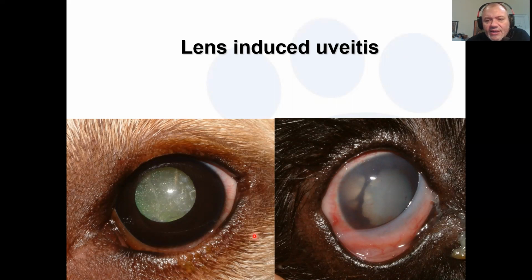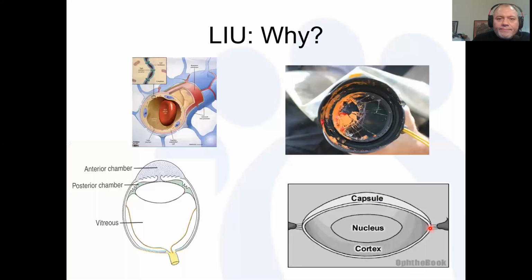Sadly, that's not often the case, and more often this is the sort of situation we dealt with, where we have synechia, secondary glaucoma, and a blind, painful, uncomfortable eye. So why do we get lens-induced uveitis?